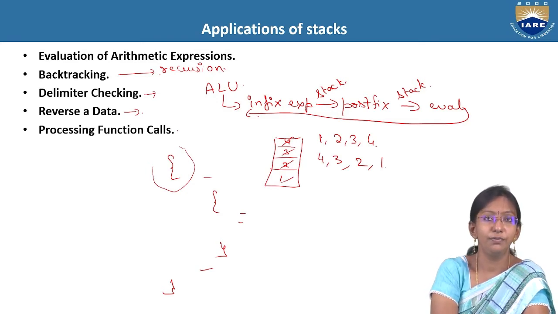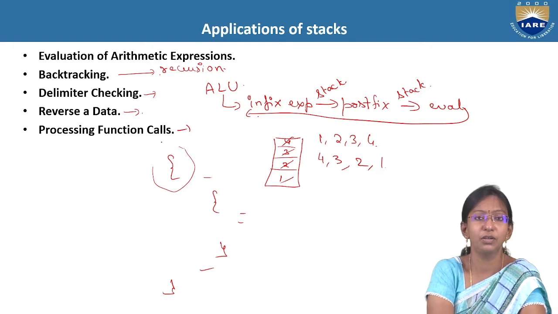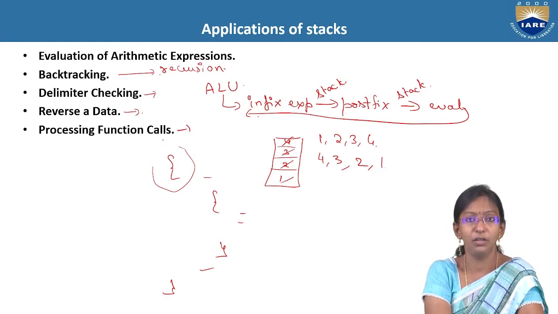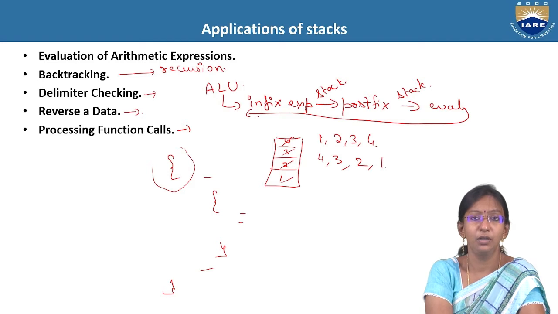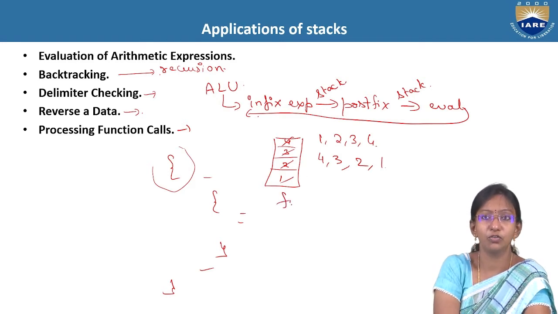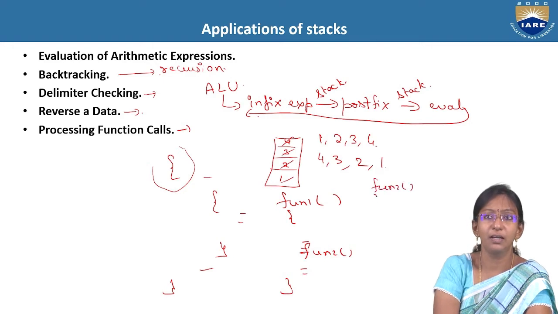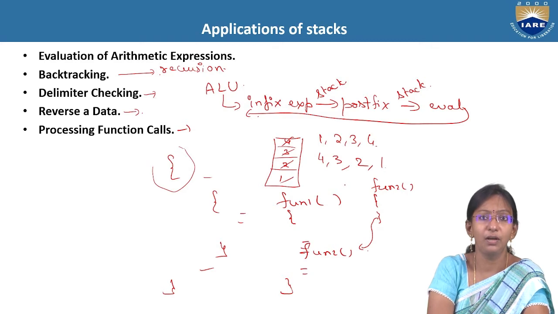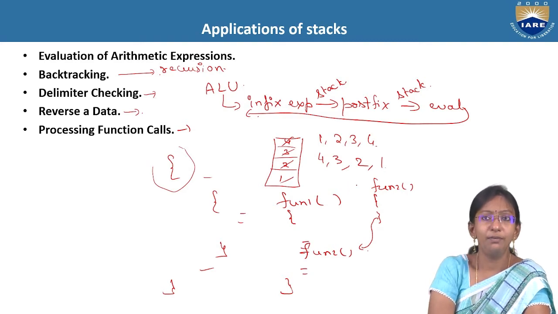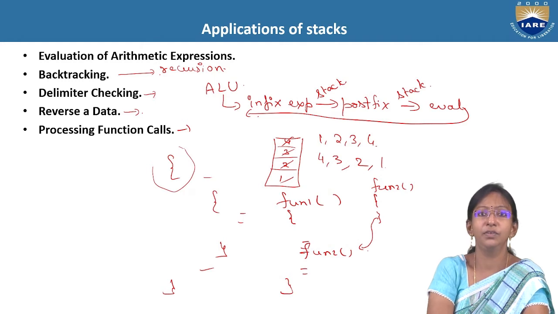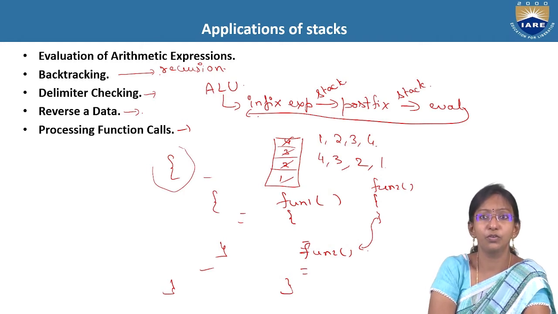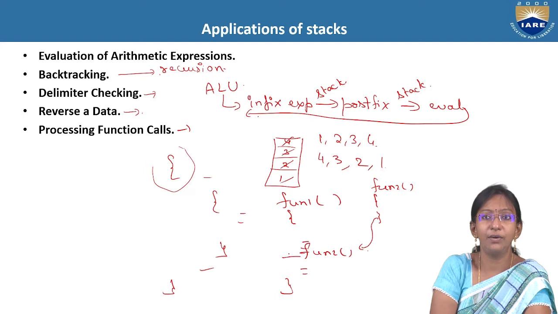Then processing of function calls, which is similar to recursion. When I call a function from another function, say function 1 is trying to call function 2, whenever the working of function 2 is done, it is supposed to track back to the place where it was called, right? So whenever function 1 leaves its control and goes to function 2, it stores the address.